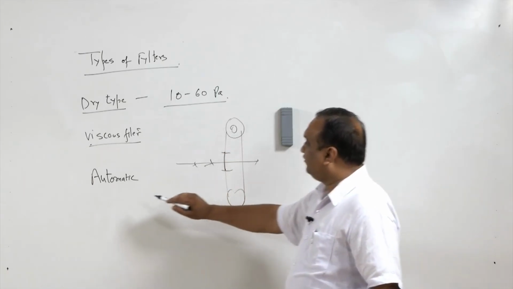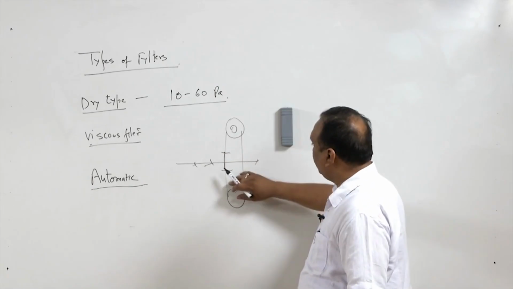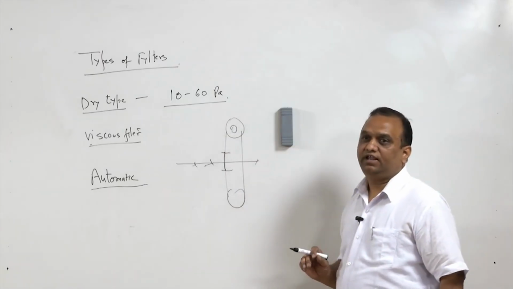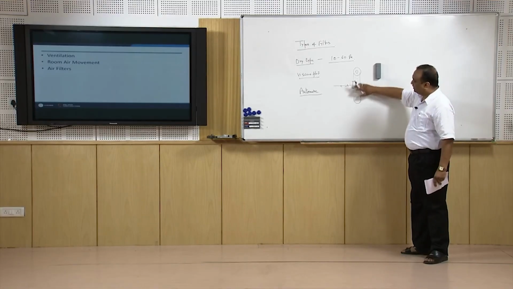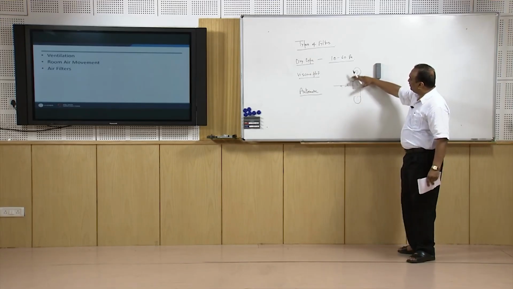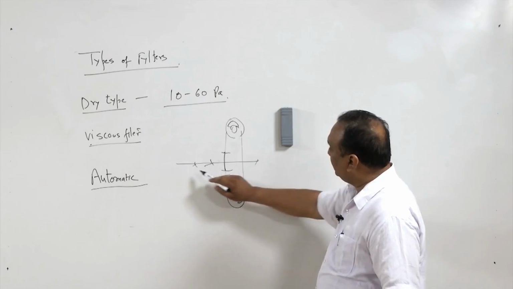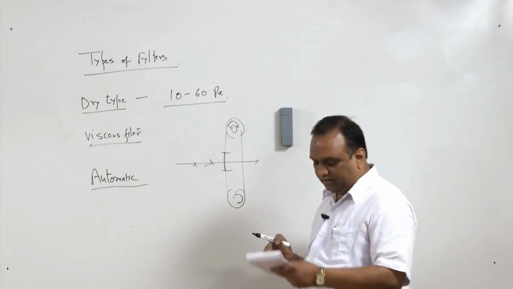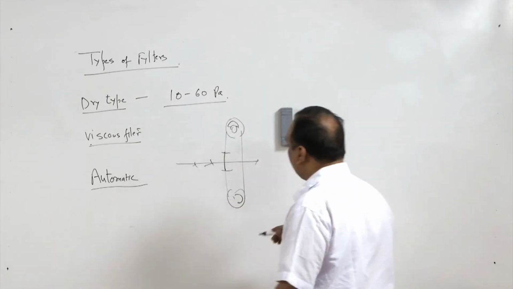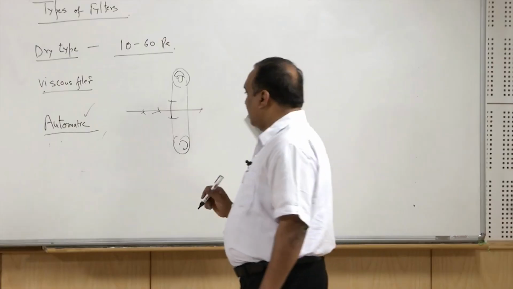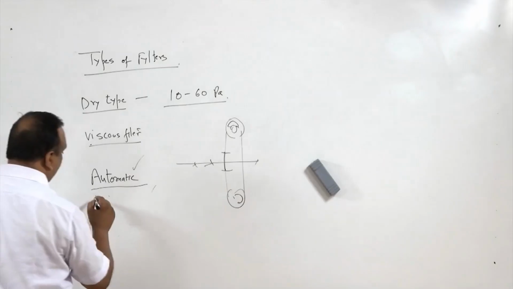So in automatic type of filters, the effectiveness of filtering is more, because after a certain time interval the part of the filter will be shifted, because these rollers are moving with a certain velocity, and that is why we get a better quality of filtering in this type of automatic filters. Ultraviolet filters are also there.